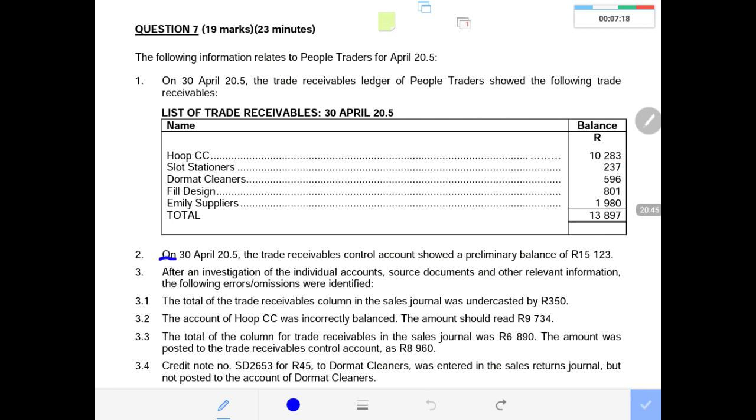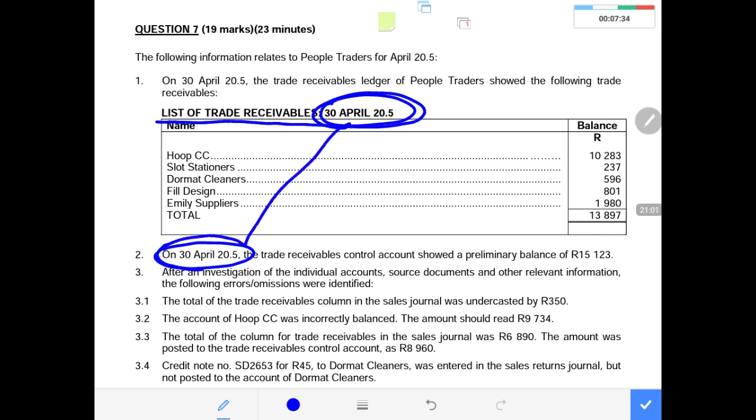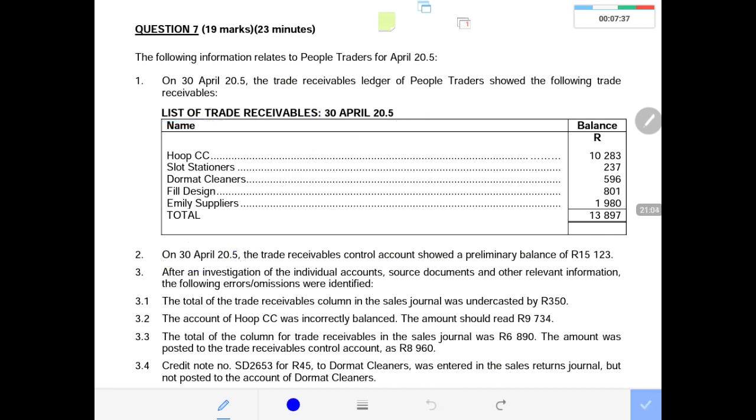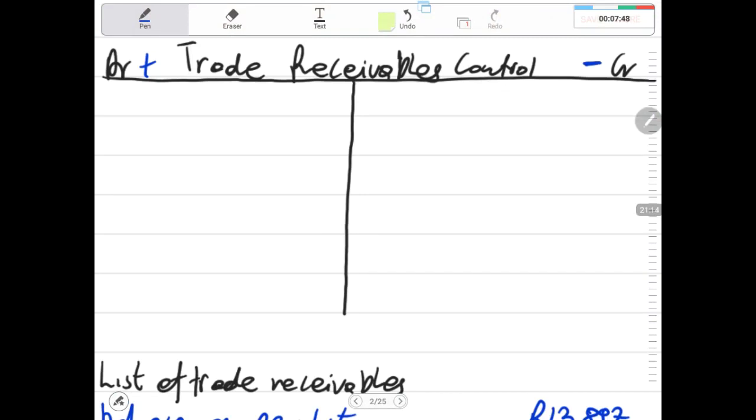Then it says on the 30th of April, end of the month of April. Again, remember, whenever we do reconciliation, the balances must be on the same date. In this case, this is the list of trade receivables on the 30th of April, and this transaction is also on the 30th of April. And what are we given? We are given the trade receivables control preliminary balance of 15,123. So now we have 15,123 on the debit side. This is the balance in our trade receivables control.